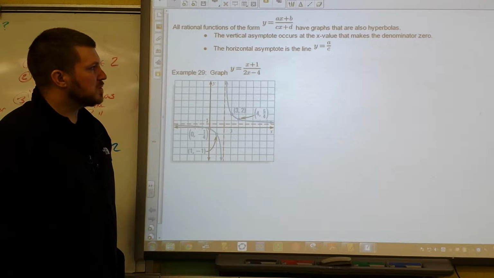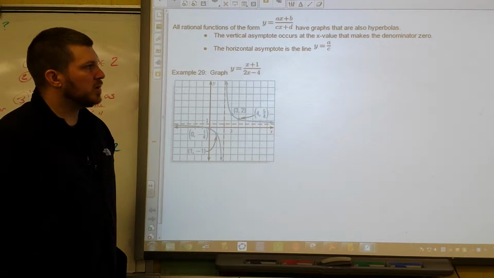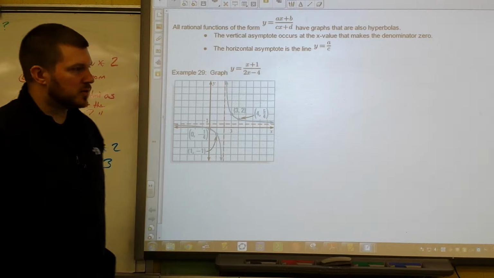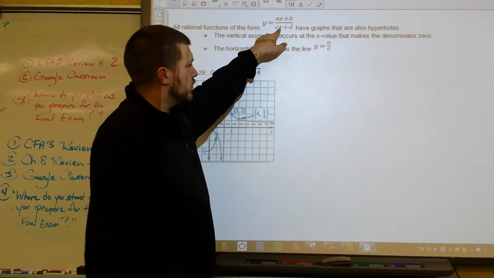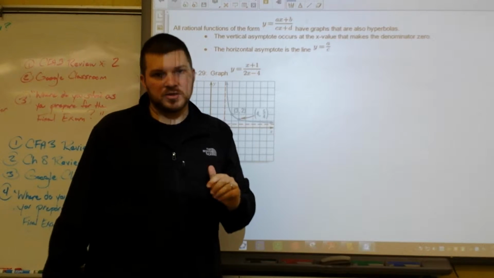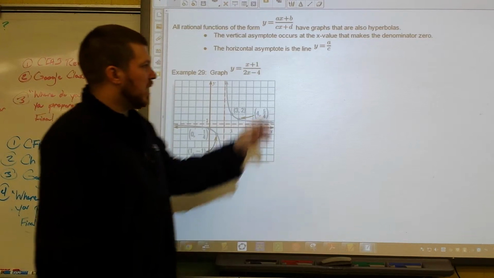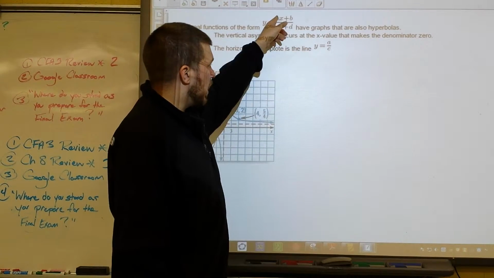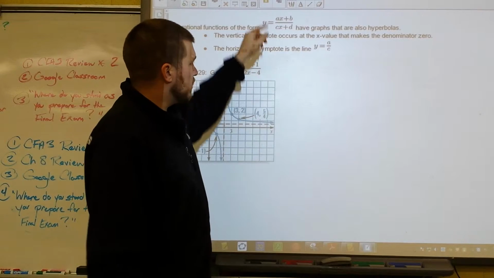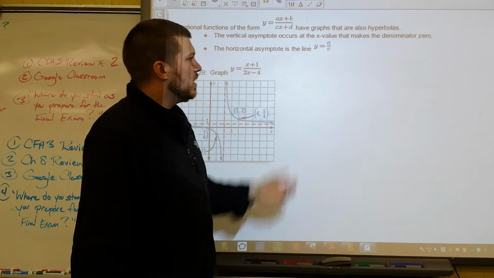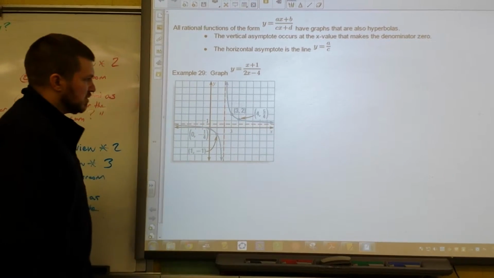The vertical asymptotes occur when the x value makes the denominator 0. So again, we're looking for the x value that makes the denominator 0. That can never ever happen. The horizontal asymptote is given by the line y equals a over c, where a and c are both numbers. So whatever these coefficients a and c are, that's where our horizontal asymptote is going to be.